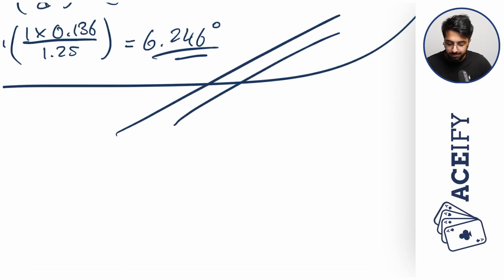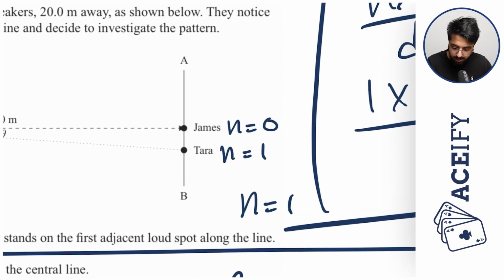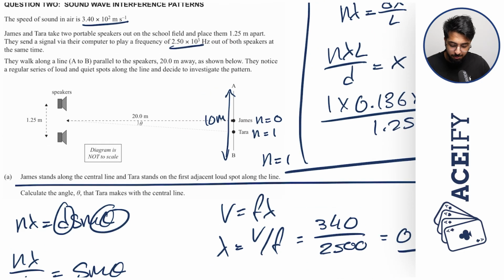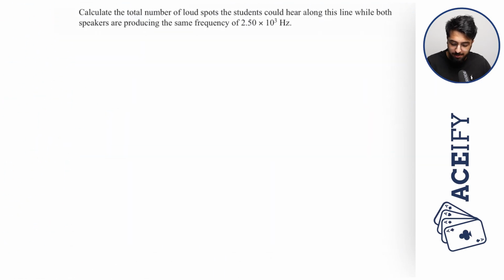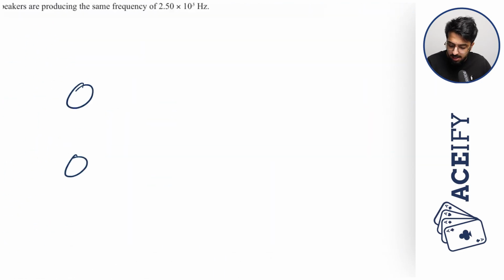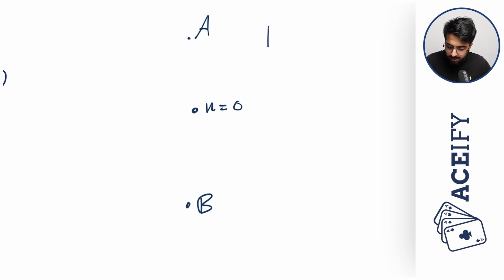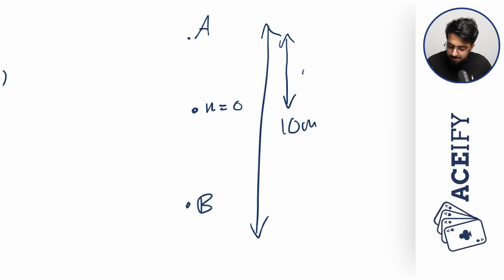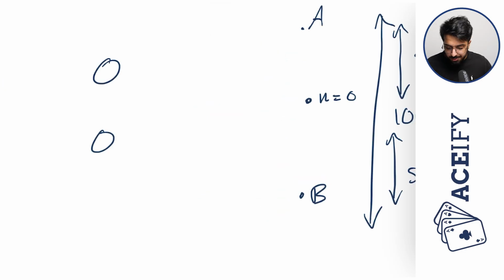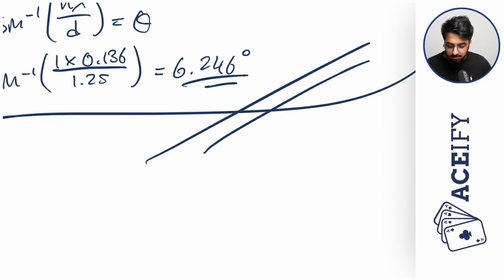Alright, if we go up here, we can see that this distance right here is 10 meters. So therefore, if we draw that scenario over here, we have our two speakers over here, and we have A up here, and we have B down here. And this is our central antinode. If this distance right here, total, is 10 meters, and this is in the middle, therefore this distance right here is 5 meters, and this distance right here is 5 meters also. We know that this distance right here is 20 meters because that is given up here.